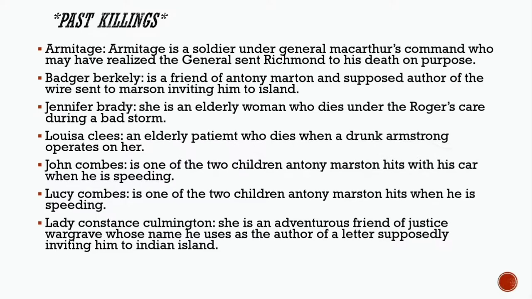And then even Antony Marston was not scared of anything, was not even found guilty. Therefore Justice Wargrave decided and made a plan to gather up all these characters and people and to punish them individually. Now again we have the character of Lady Constance Culmington. She was a friend of Justice Wargrave, whose name he uses as an author of the letter supposedly inviting him to the Indian island. So she was a very good friend of Justice Wargrave, and he just uses her name for inviting his own self.